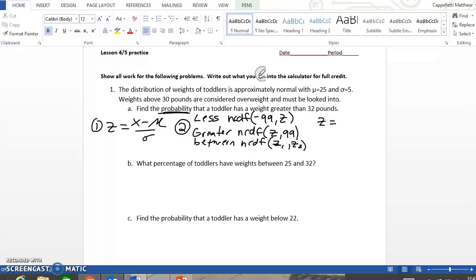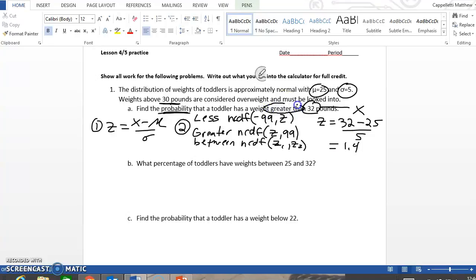This problem says the distribution of weights of toddlers is approximately normal with a mean of 25 and a standard deviation of 5. Weights above 30 pounds are considered overweight and must be looked into. Find the probability that a toddler has a weight greater than 32. So here's our mean, here's our standard deviation. This is actually our x value. This 30 over here is just added information that we don't need. So to find my z, I'm going to take 32, which is my x, subtract out 25, divide that by 5. That gave me a z value of 1.4.